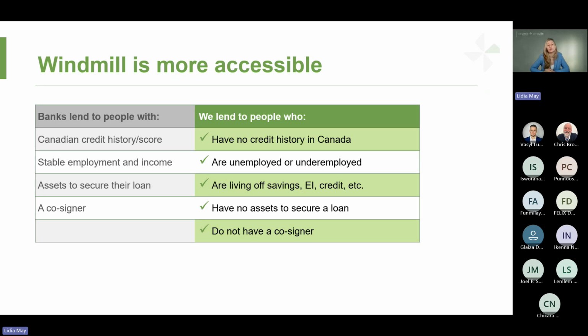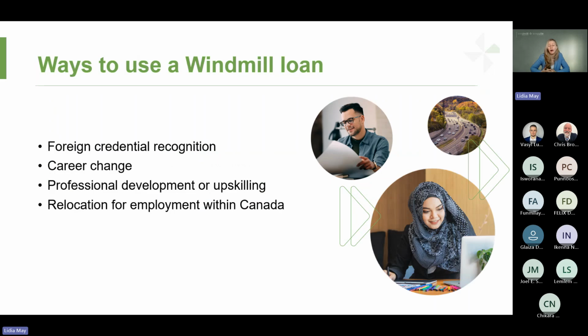And of course, we don't require you to have any assets to secure a loan or have a cosigner on your application. So how can our microloans be used? First of all, and probably the most important, they can be used for foreign credential recognition. So what does it mean?